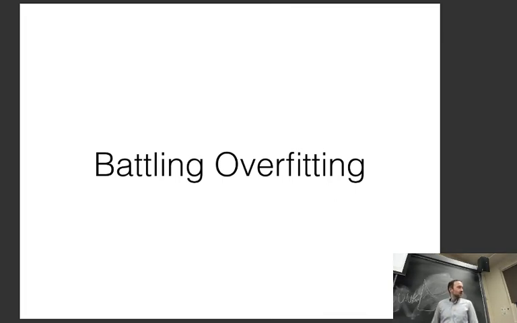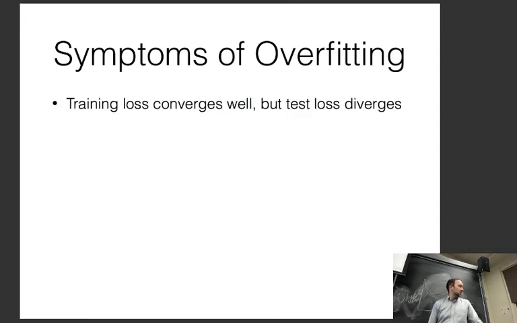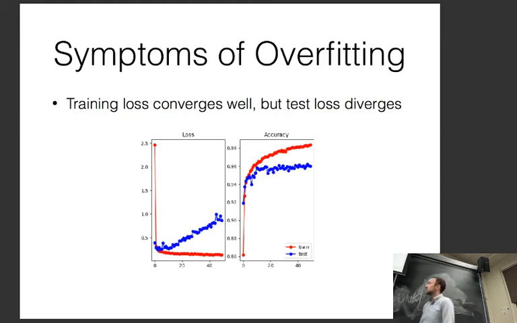The next thing is battling overfitting. This is much harder than any of the other things because there's no correct way to do this. But it's very important to know when everything is working properly, but you're just overfitting. Basically, training loss converges well, but test loss diverges. I think most people here know the symptom of overfitting, and it looks something like this. You see our training loss goes down relatively quickly, and it's continuing to decrease. But the test loss goes down for a while, and then it starts getting worse and worse. So this is symptomatic of overfitting.